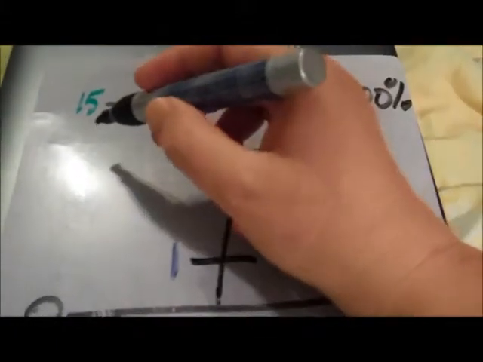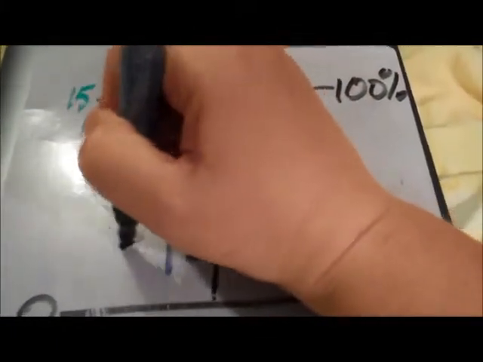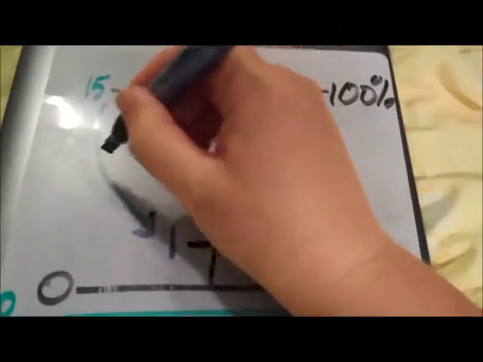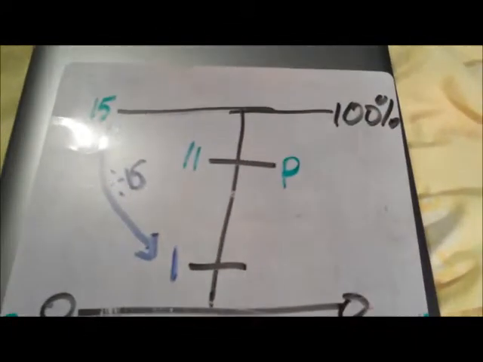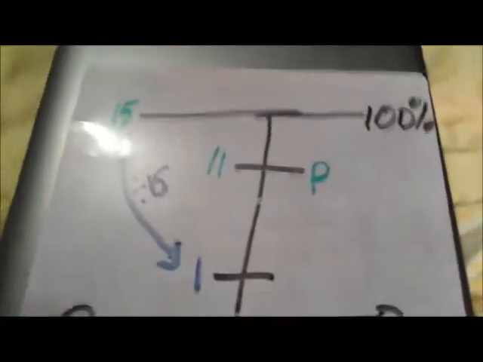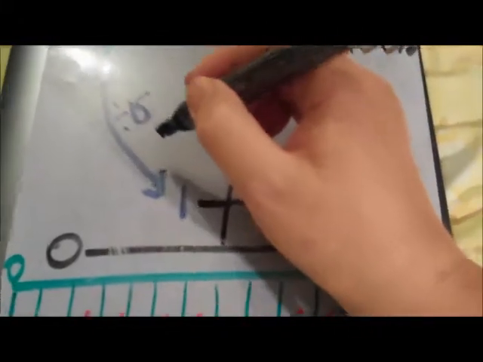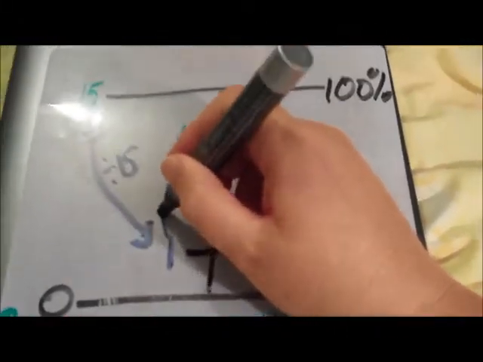So how do I go from 15 to 1? Well, you must have divided by 15. How did you go from 1 to 11? Well, I must have multiplied by 11.